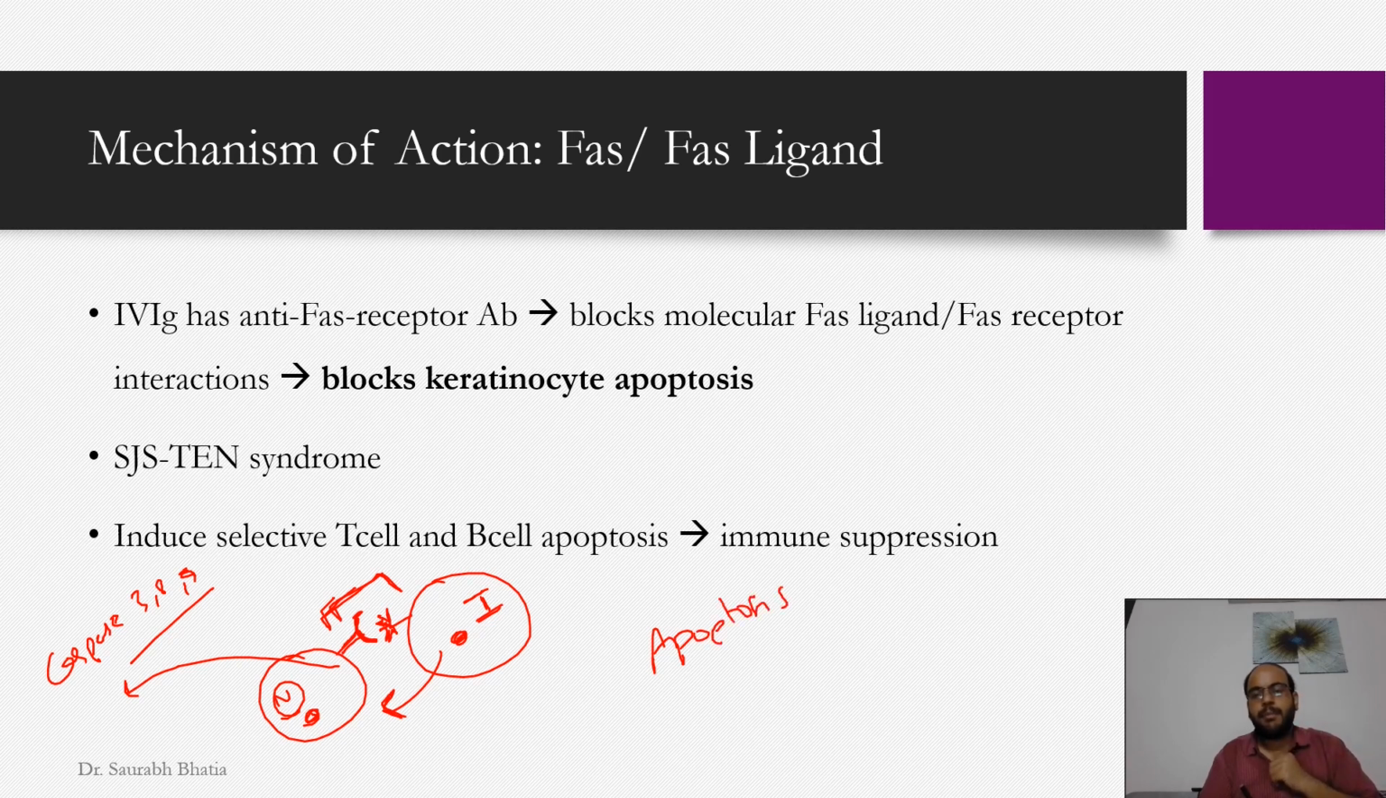So very simply put, IVIg has anti-Fas receptor antibodies. So what happens is you have a keratinocyte.